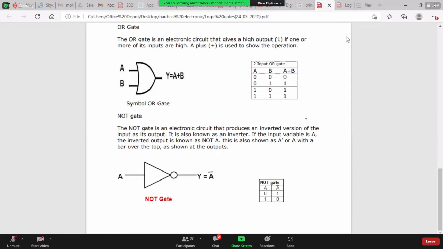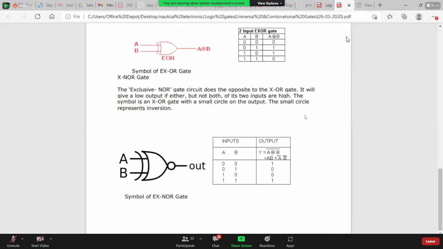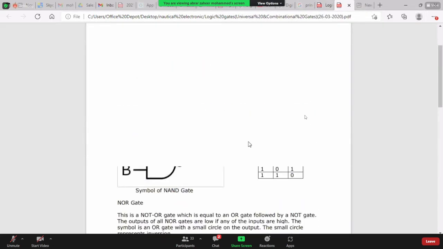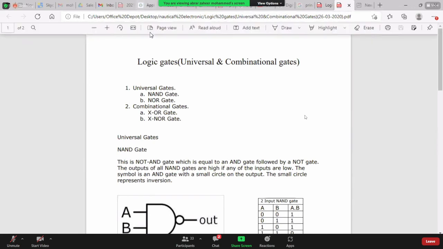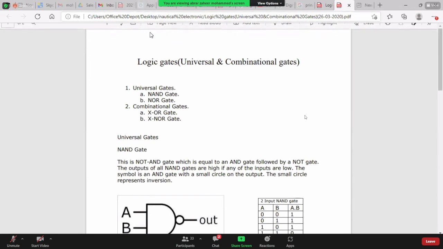So this was about the basic gates. Now we'll see what the universal gates are. The universal gates are the NAND gate and the NOR gate. Okay. And the combinational gates are the XOR gate and the XNOR gate. So first we'll see what is the NAND gate.